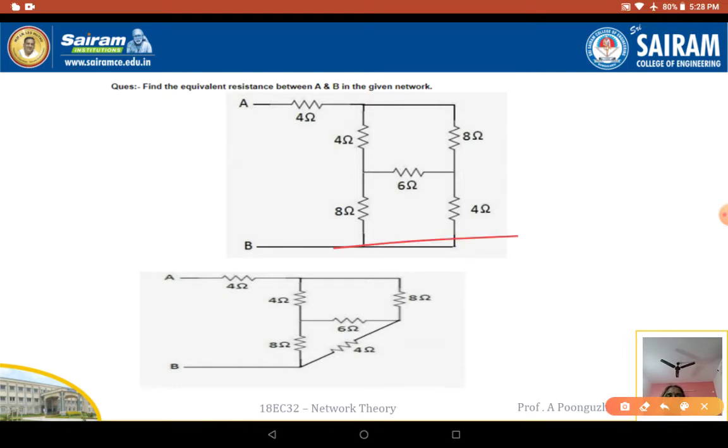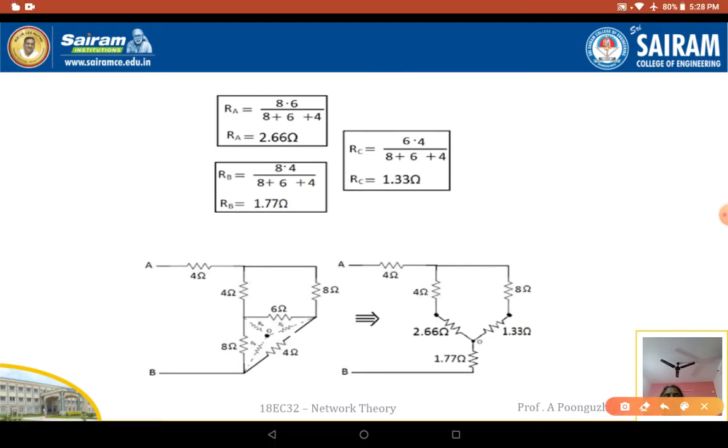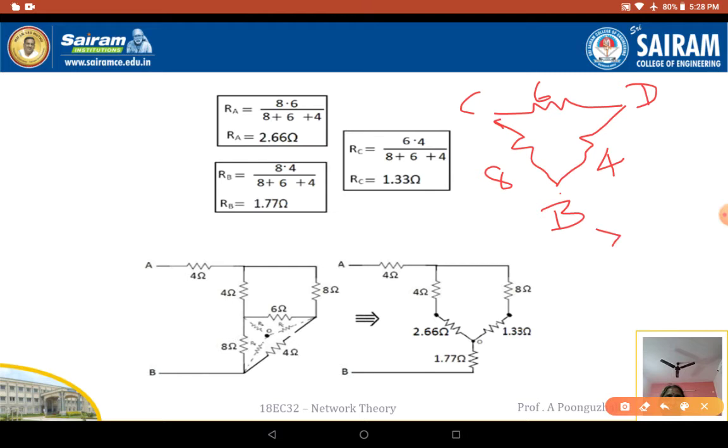So here in this case, we have 6, 8 and 4. This is your B point, this I will have as C and this I can have as D. If I want to find your equivalent, this will be your RB end point, this will be your RD, this will be your RC. Now to find these three ends: C, D, B.